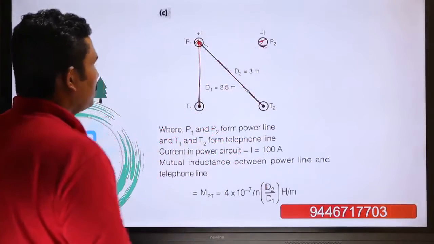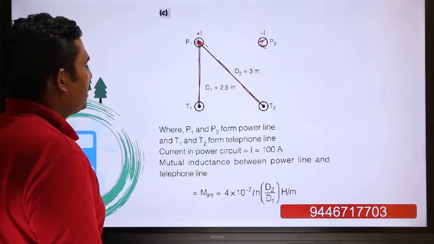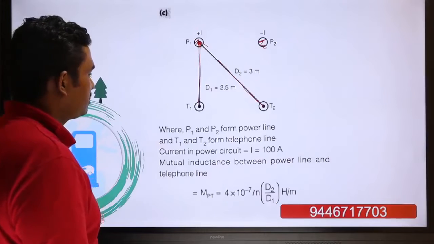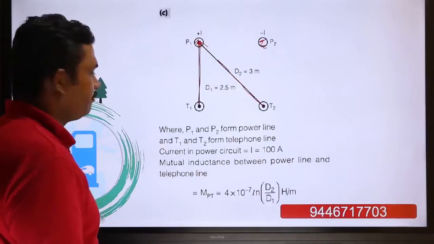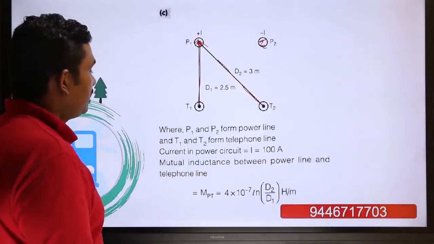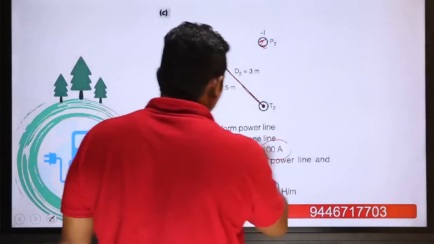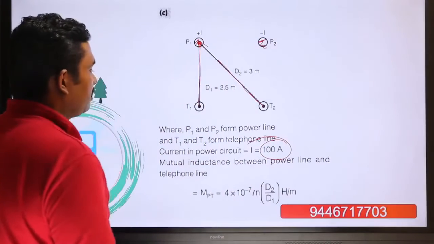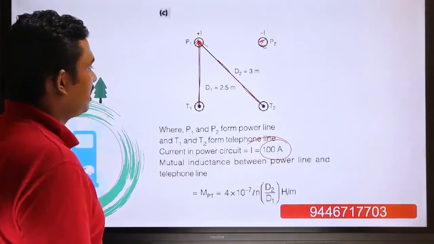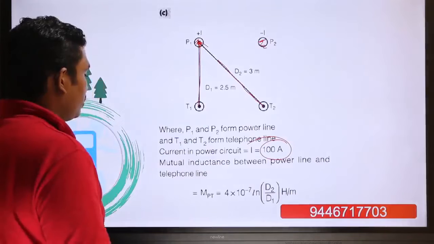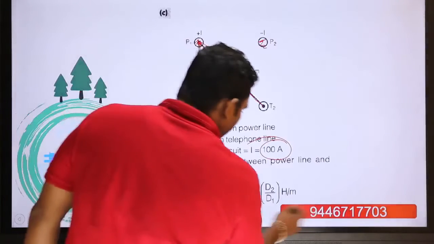Okay, so that is about D1 and D2. So P1 and P2 are the power line conductors and T1 and T2 are the telephone lines. Current in the power circuit is equal to 100 amperes. We will have to find out the mutual inductance between the power line and the telephone line. So what is the mutual inductance between the power line and the telephone line?